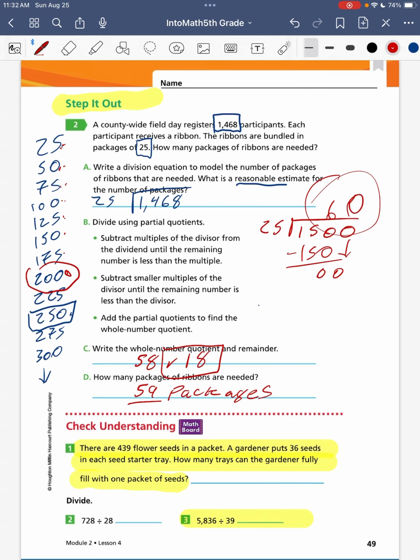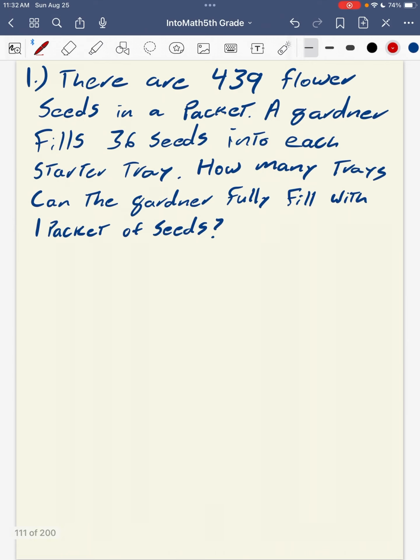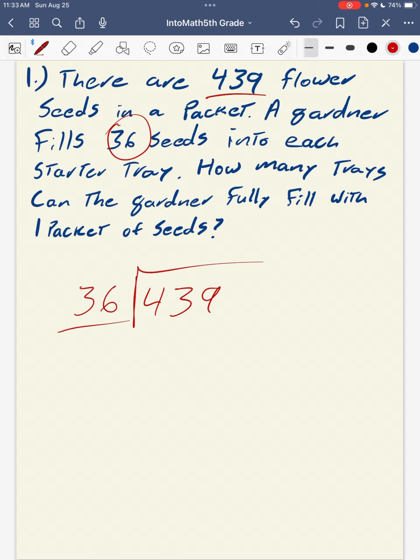All right. We are going to be doing Check for Understandings, questions 1 and 3. Question 1. There are 439 flower seeds in a packet. A gardener fills 36 seeds into each starter tray. How many trays can the gardener fully fill with one packet of seeds? So our total number is 439. We're dividing it into 36 spots for this.